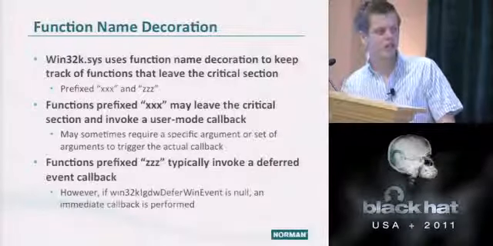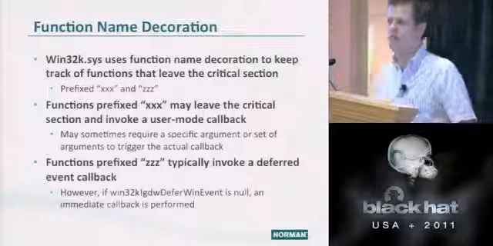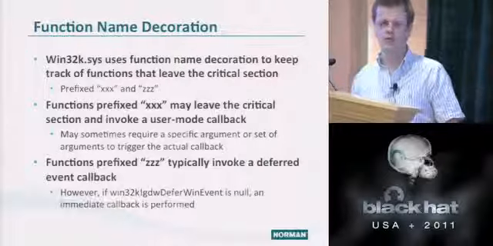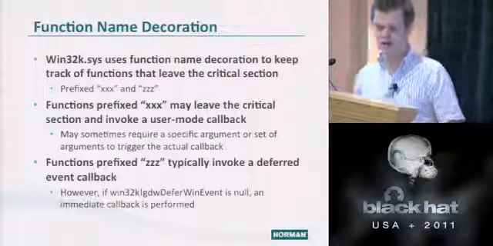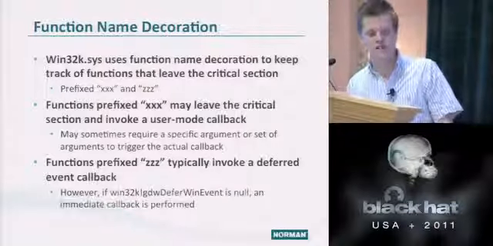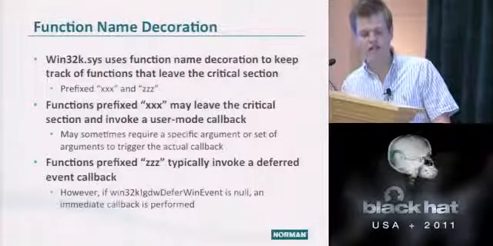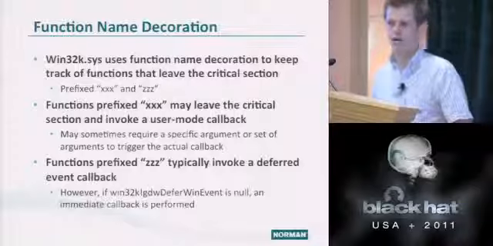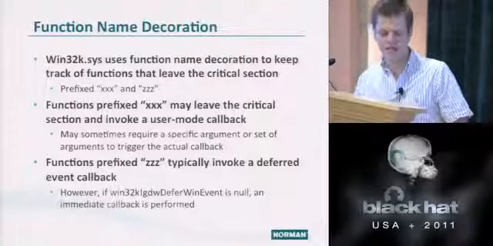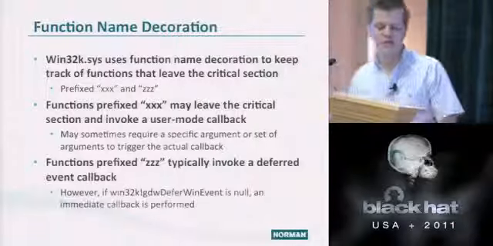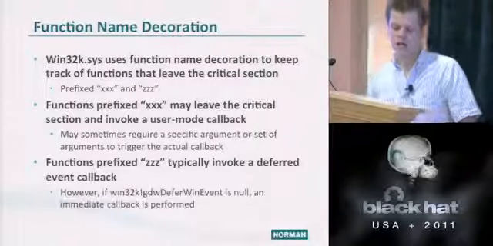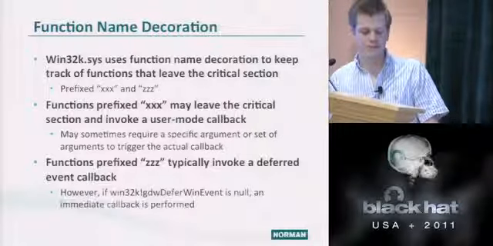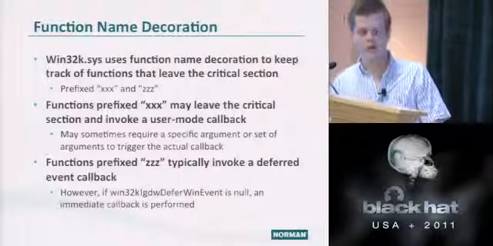Since user mode callbacks are so tied up to how Windows works, they have to use some kind of scheme to know when callbacks may be invoked or not. So they use this function name declaration scheme. All functions are either prefixed XXX or ZZZ. This depends on how the function may invoke a callback. Functions prefixed XXX will probably, in most cases, leave the critical section and invoke a user mode callback. In some cases, they may require a specific set of arguments, but in most cases, it probably will invoke a callback.